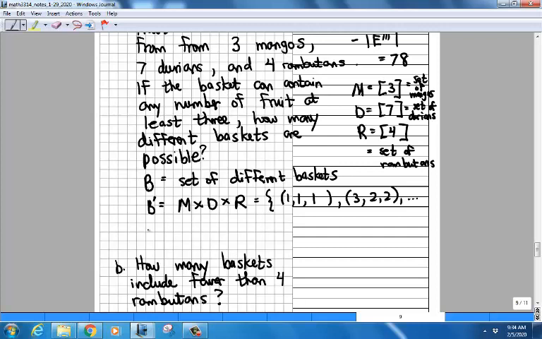But look, are those really different baskets? Think about when you give this to someone. If you gave them this basket and you gave them this basket, they would not know the difference, right? To them, both baskets have what? 1 mango, 1 durian, and one rambutan, right?